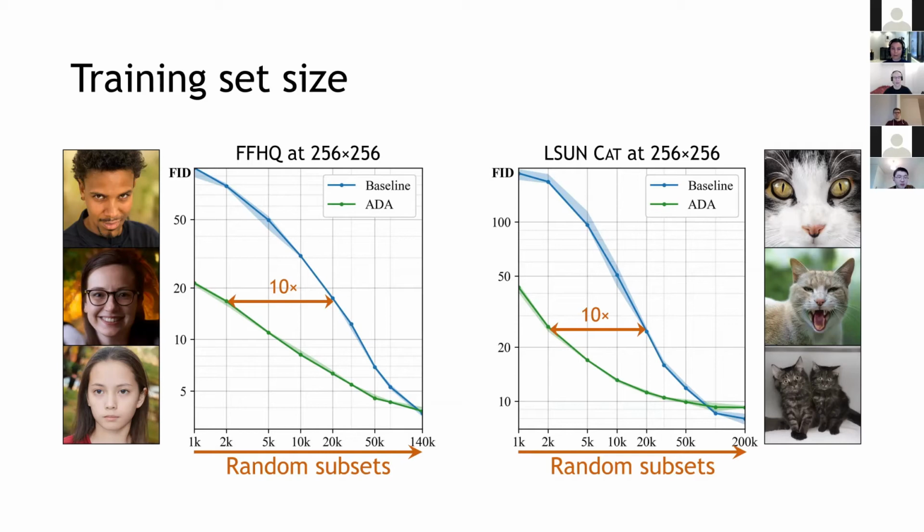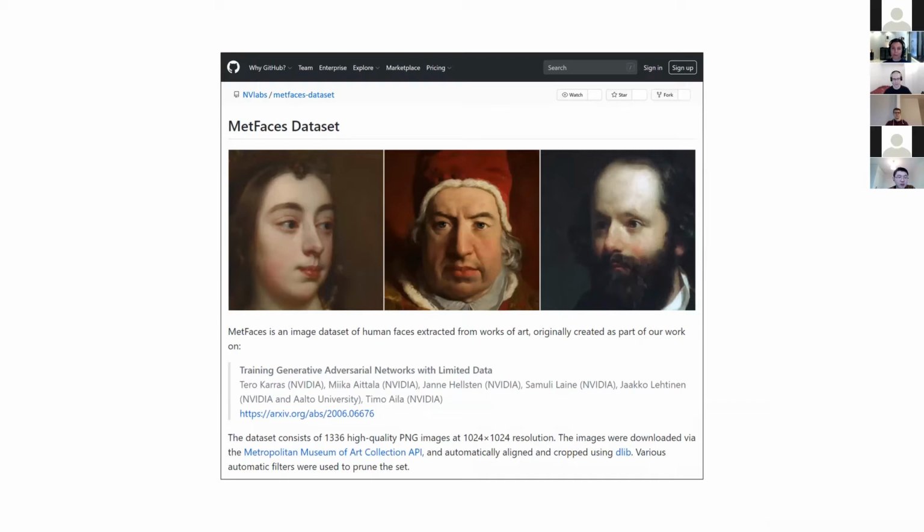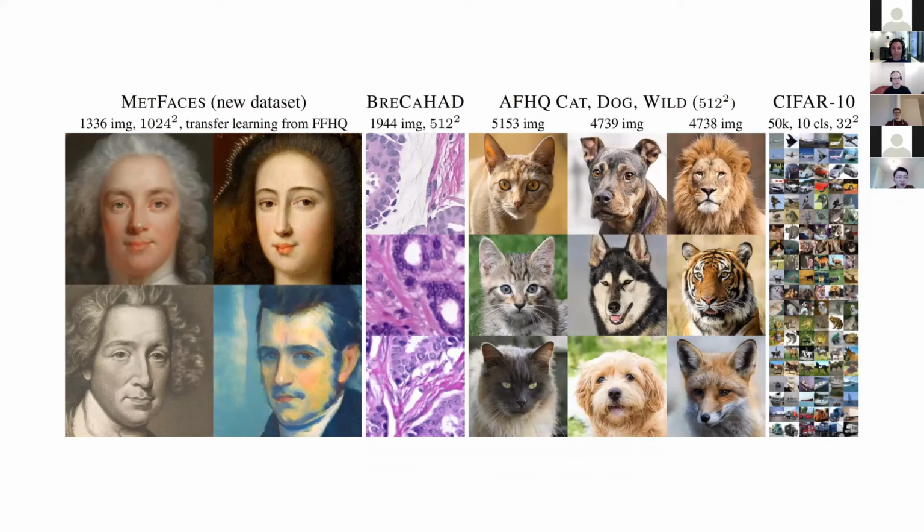For a real trial by fire, we collected a new dataset by scraping the Metropolitan Museum of Art for high quality portrait paintings. And our thing is that there aren't that many of those. We only got a bit over 1K images. But with ADA, we were able to train with that data. The images on the left are actually generated ones.